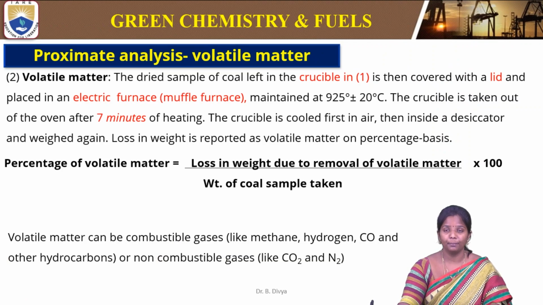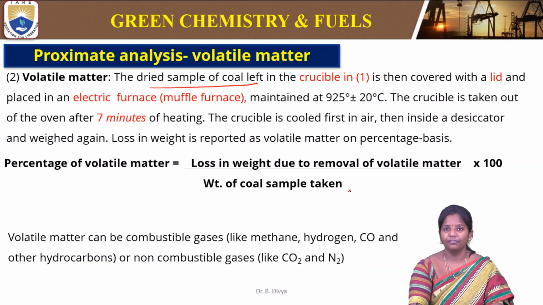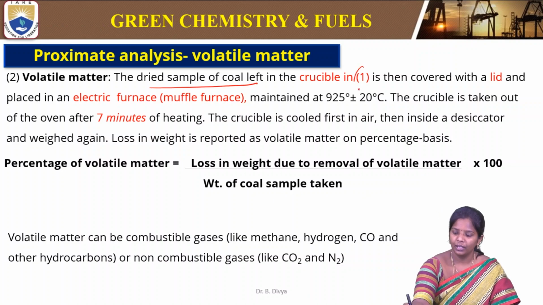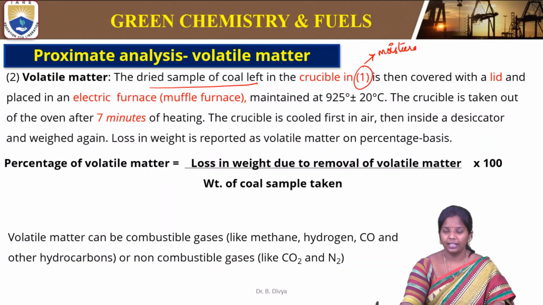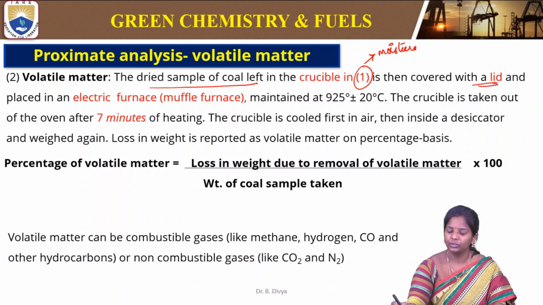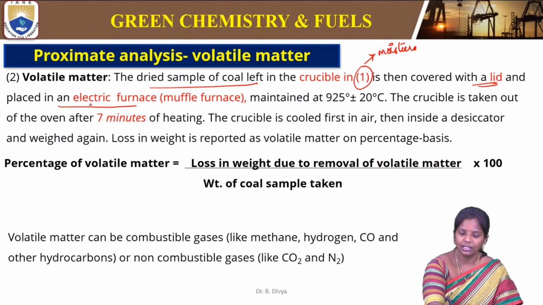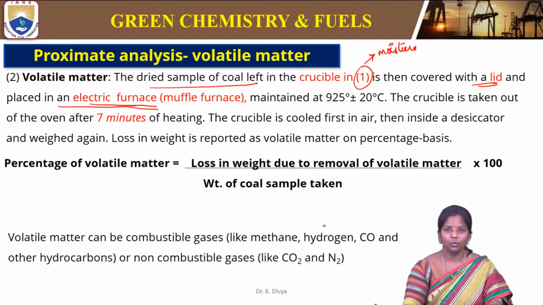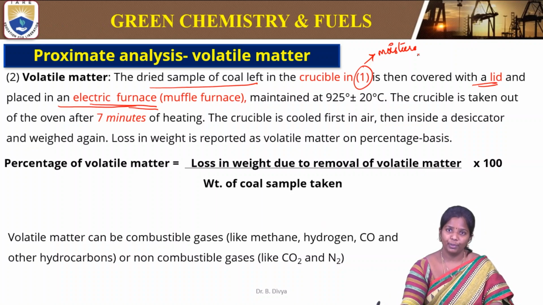Next is the volatile matter. The dried sample of coal that is left from the first step, the moisture step, is taken as such, covered with a lid, and placed in an electric furnace. Now we are using a muffle furnace. In the moisture step we only used an oven because the temperature is low.